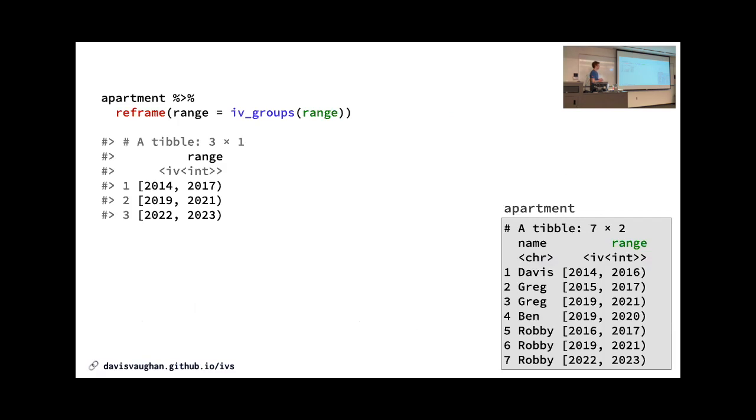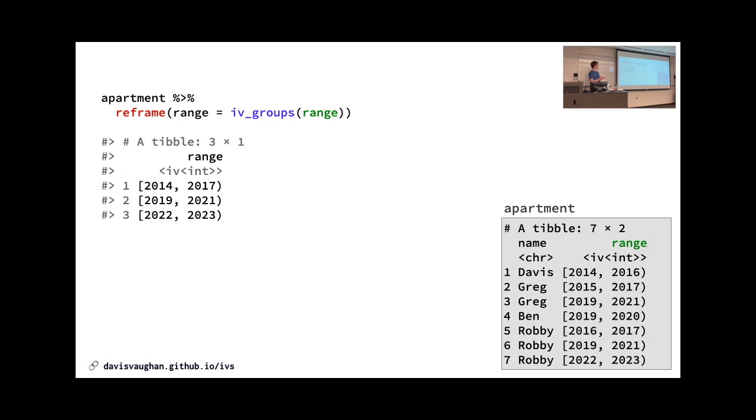So it's really easy to do this in ivs. You use a function called iv_groups. You just specify the range column, and you end up with these 3 rows that we were looking at before. All this does is go through, and for all of the ranges, it merges all of the overlaps together. And this is what you're left with. These will always be distinct ranges that never overlap with each other. If they did, they would have been combined.